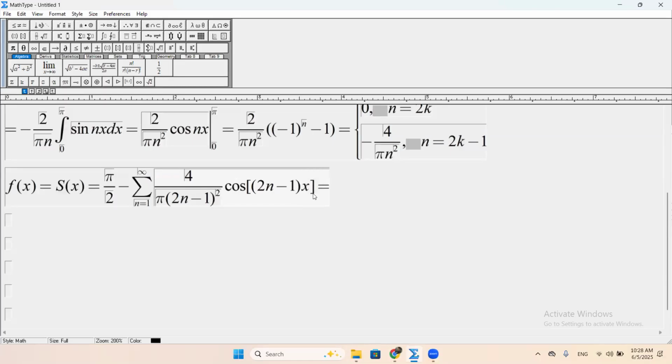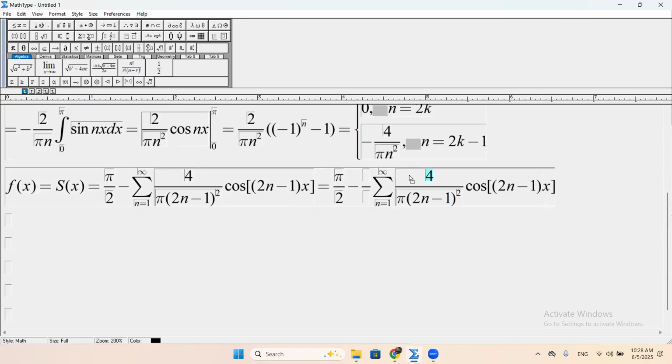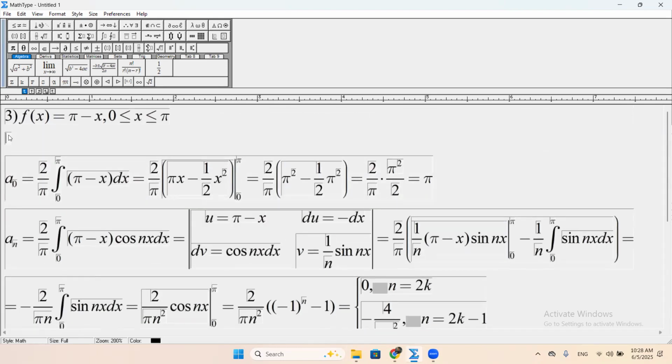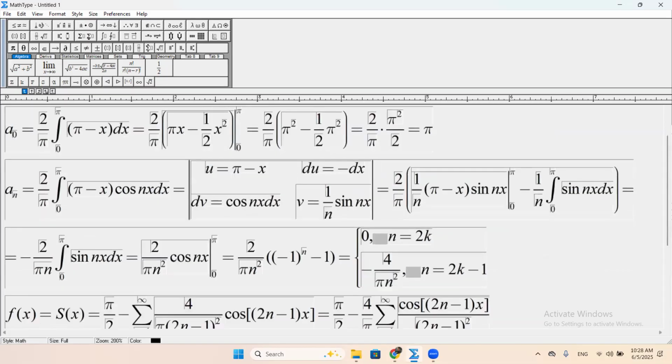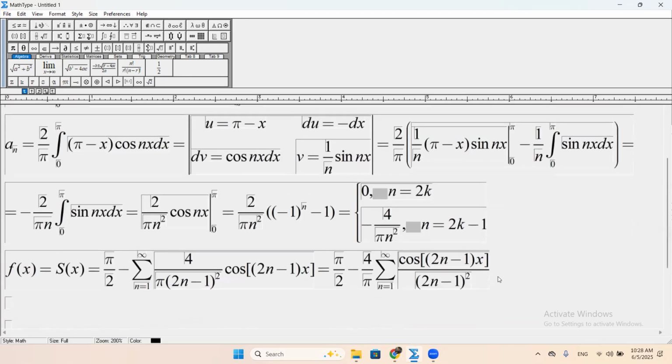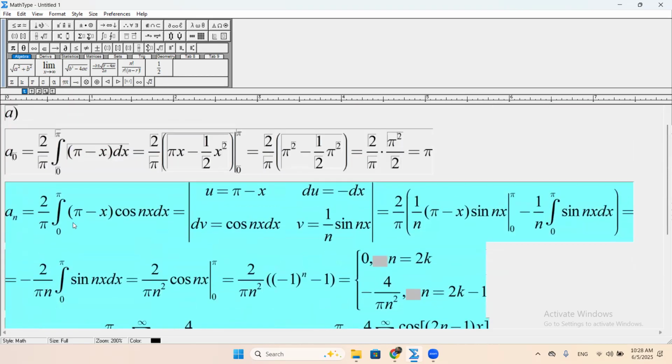Also, let's move constants out of the sum to simplify this expression. So moving 4, moving p. And we received the following expansion in terms of cosines. Any questions about this part? So part A, actually it was. Okay, if no questions, let's solve part B.